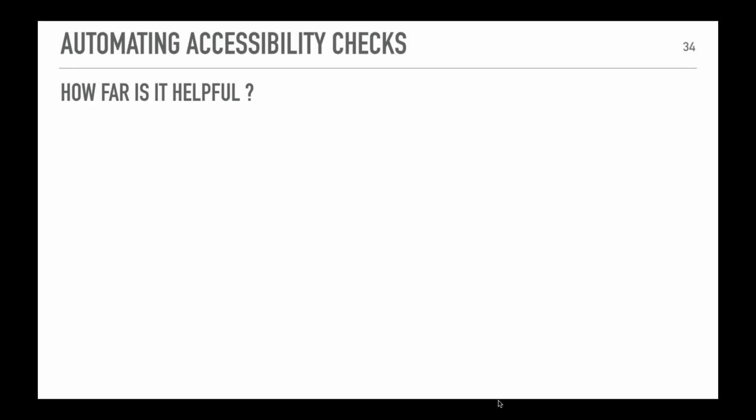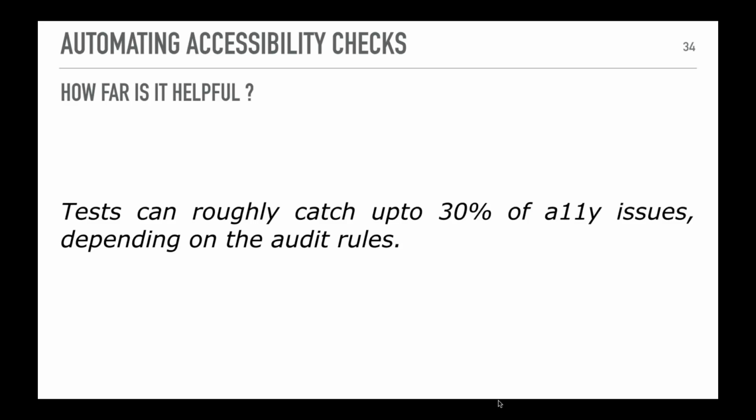So let's move on to automating accessibility checks. Many people claim that there's no automation tool that can do accessibility checks, and that it gives a lot of false positives. Yes, it does, but if used in a proper way, based on my experience as well as that of accessibility practitioners around the world, accessibility tests automated using the tools we're going to see in later slides can roughly catch up to 30% of accessibility issues, depending on the audit rules we have, which is quite nice, right? That is better than nothing.